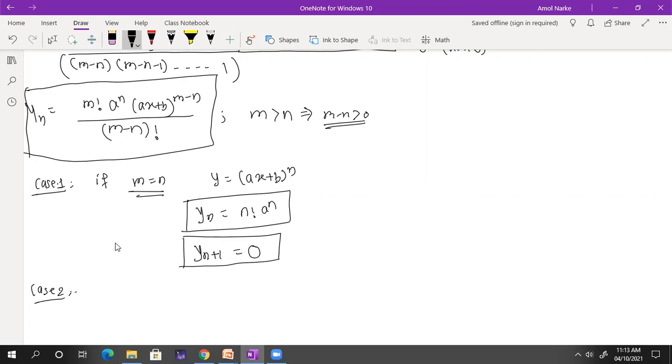Now please tell me, what happens if my value of m is less than n? What is my y m? If my value of m is greater than n, we have a formula, or equal, we have a formula, but what happens if we have less than?